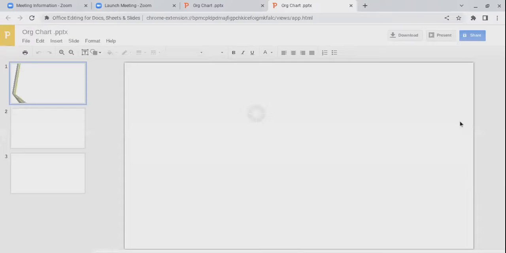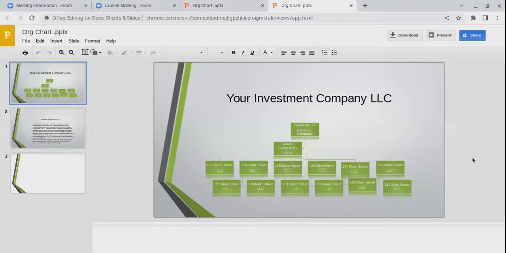Okay, if you guys can see me, this is going to be the entity. This is actually the org chart I mentioned. You've got the Wyoming LLC at the top. It's a holding company. You have your service companies. I'll explain those in a minute. Obviously, I'd like to rework this.